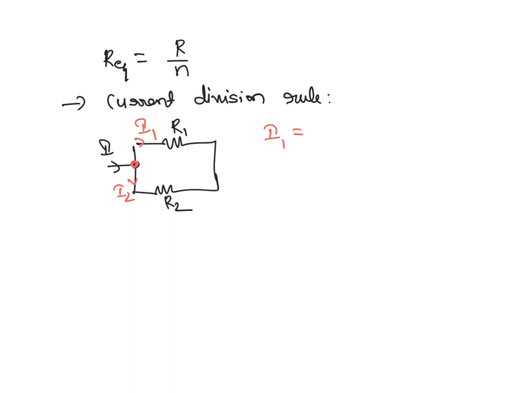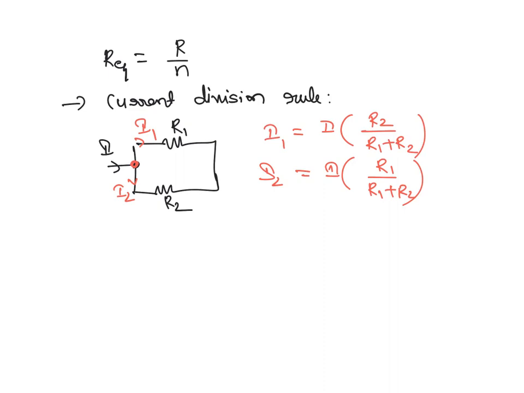So I1 equals the main current I into the opposite branch resistance R2 divided by the total resistance R1 plus R2. Similarly, I2 must be equal to the main current I into R1 divided by R1 plus R2. This will give you the exact values for the currents I1 as well as I2. Please try to remember this one.